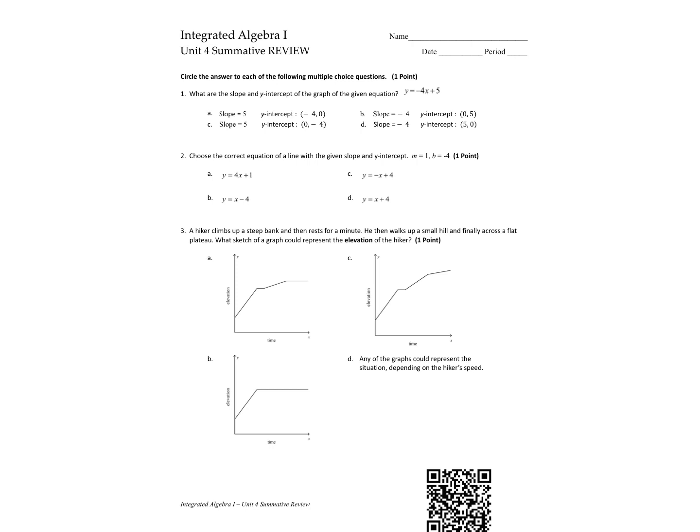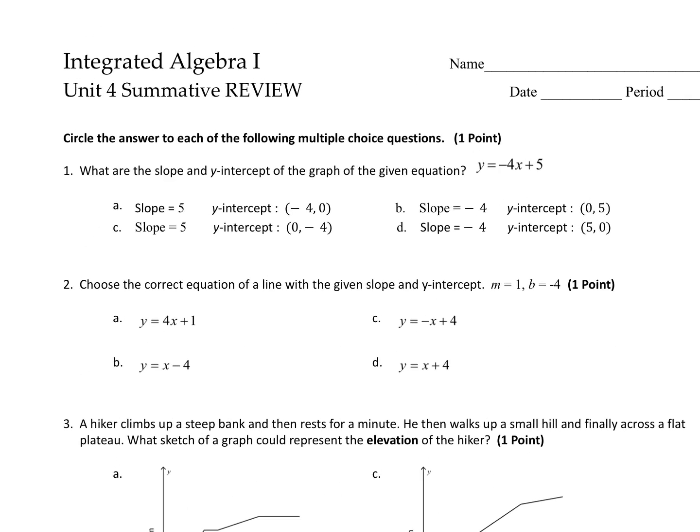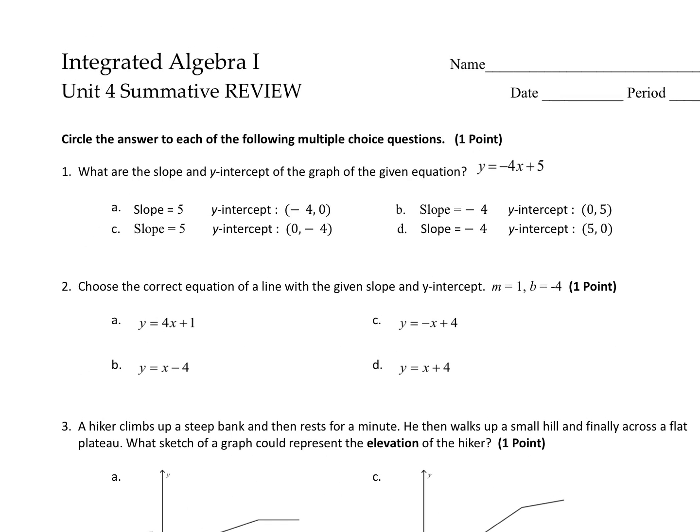Okay, so this is our Unit 4 Summative review. We're going to start out here with problem number 1. It says, what are the slope and y-intercept of the graph of the equation given? Y equals negative 4x plus 5.